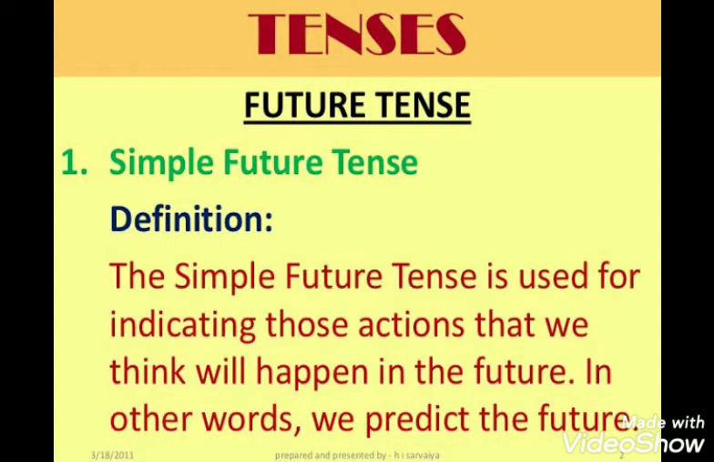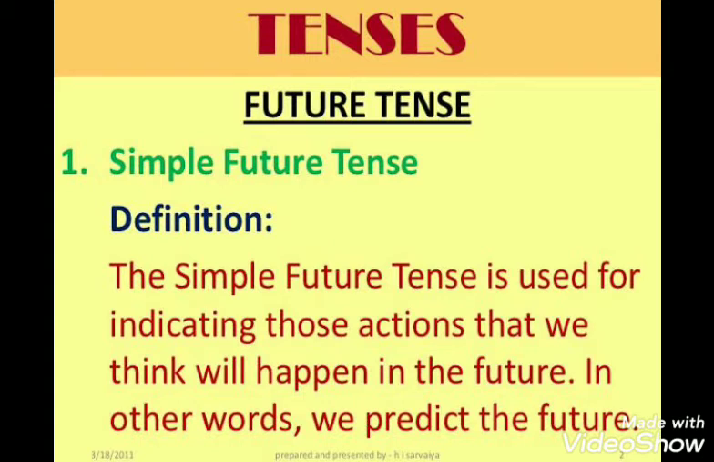Now let's move on. Now the last simple tense, that is future simple tense. So what is a future simple tense? Let's have a look at it. Let's talk about now future tense. So what is simple future tense? Simple future tense is used for indicating those actions that we think will happen in the future. In other words, we predict the future. So whenever we predict future actions, it is known as simple future tense.